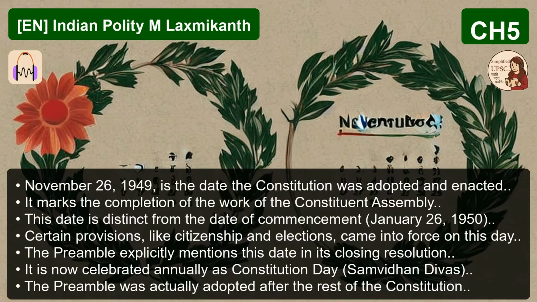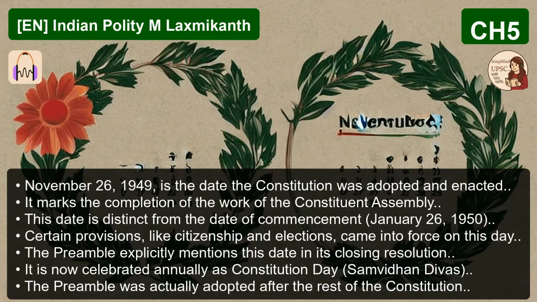So let's begin with the text itself, the resolution the founders gave themselves. I'm going to read the full text of the preamble as it was ultimately amended in 1976, which is the version we use today. Okay. We, the people of India, having solemnly resolved to constitute India into a sovereign, socialist, secular, democratic republic, and to secure to all its citizens justice, social, economic, and political, liberty of thought, expression, belief, faith, and worship, equality of status and of opportunity, and to promote among them all fraternity, assuring the dignity of the individual and the unity and integrity of the nation. In our Constituent Assembly this 26th day of November 1949, do hereby adopt, enact, and give to ourselves this Constitution.